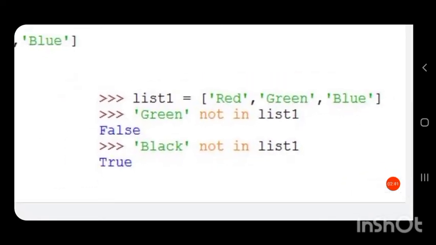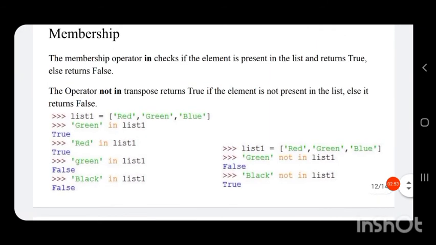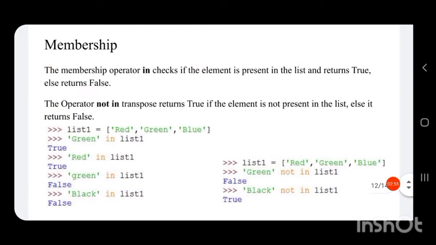Next example, black not in list 1. Black is not in list 1, so it returns true. So these are the two membership operators, that is in and not in.